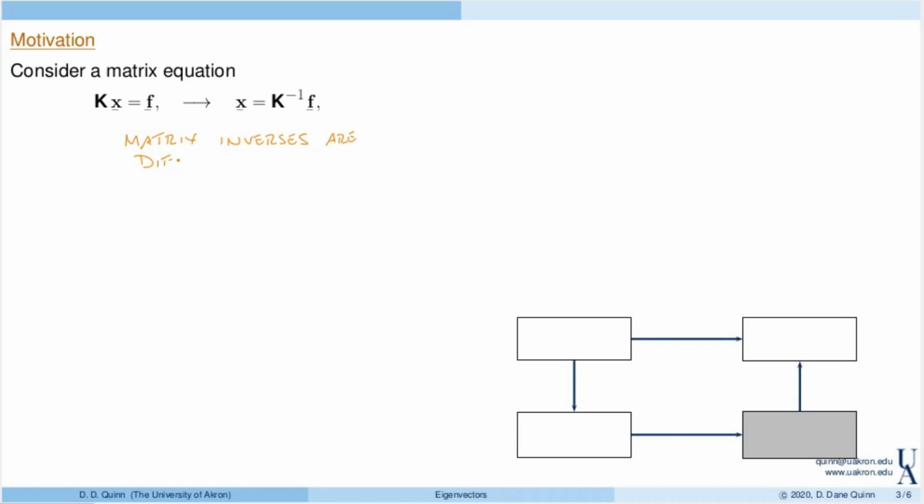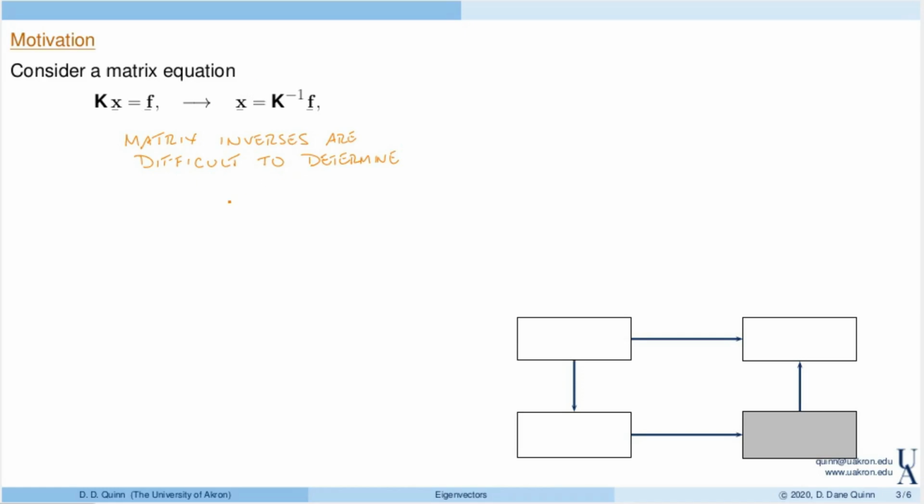And even if they're not difficult in the sense that it's straightforward, there's a lot of work to determine these. It's not the easiest thing in the world, especially by hand, to figure out what a matrix inverse is. So one of the things that we can do is use the eigenvectors in order to simplify the solution of this problem.